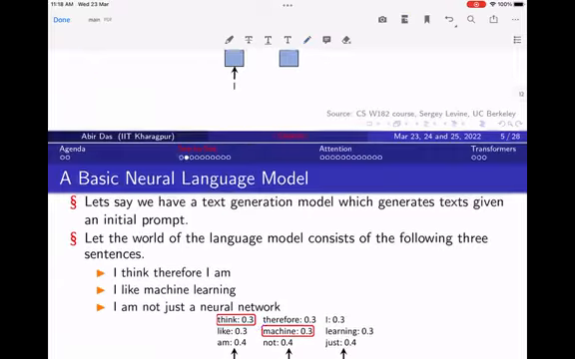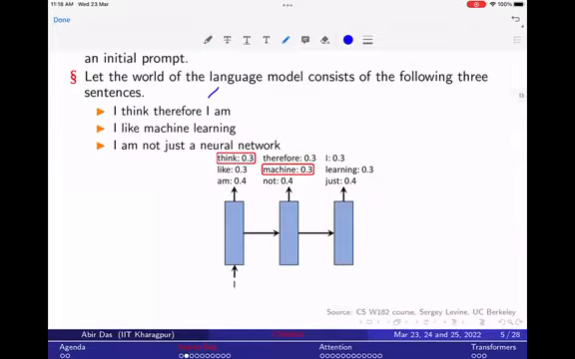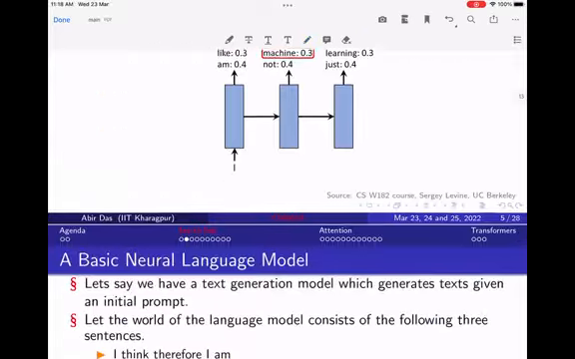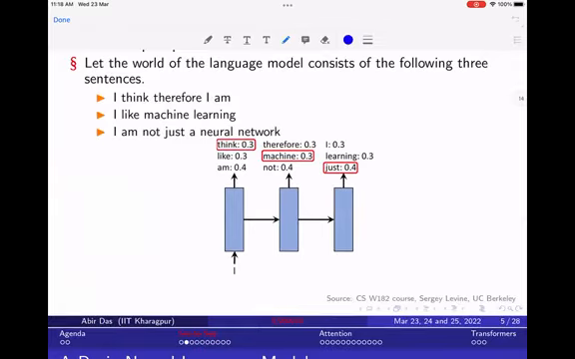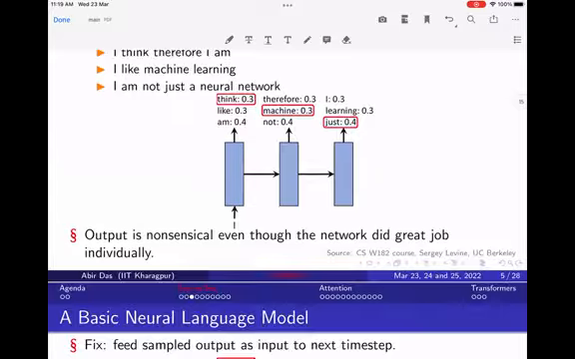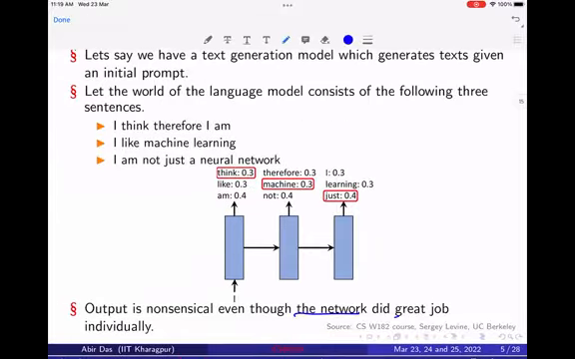Similarly, for the next time step, the fourth word options are I, learning, and just, and when you sample, suppose it gives you just. So though the model is very good at giving probabilities for the first, second, and third words, it does not obey the structure. I think machine just is not a sensible statement. So the output is nonsensical, even though the network did a great job individually.